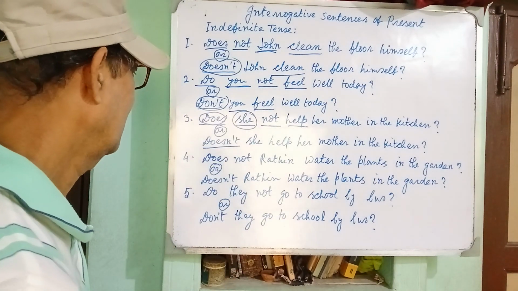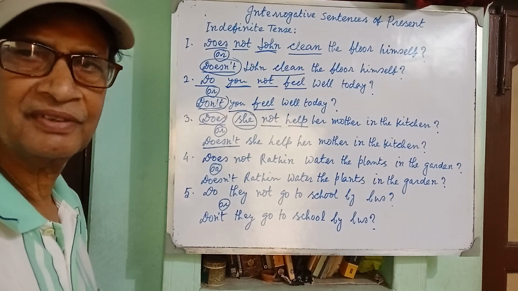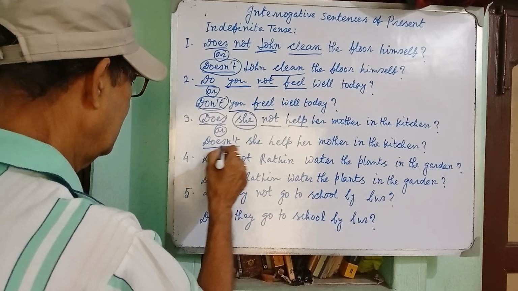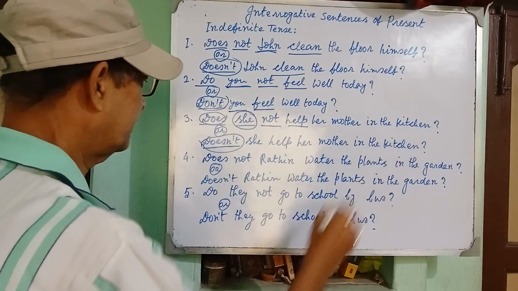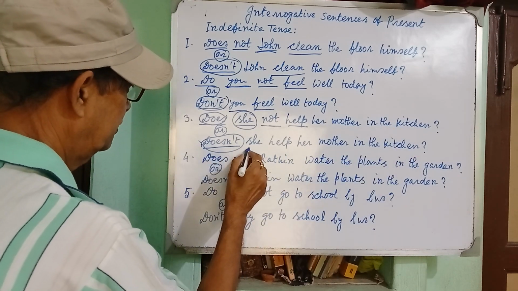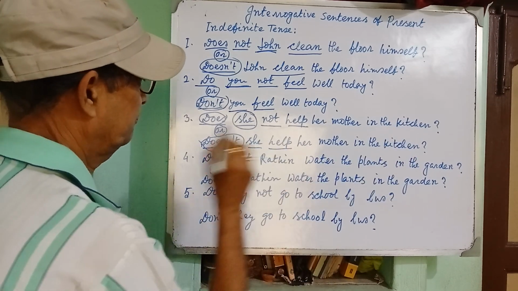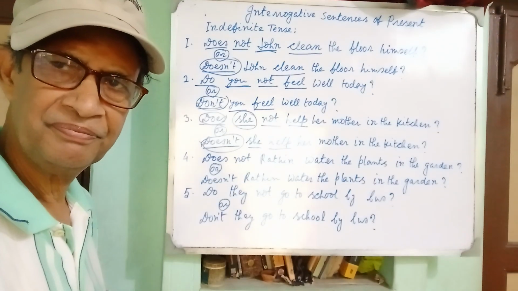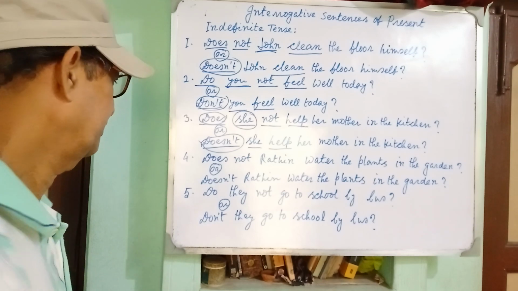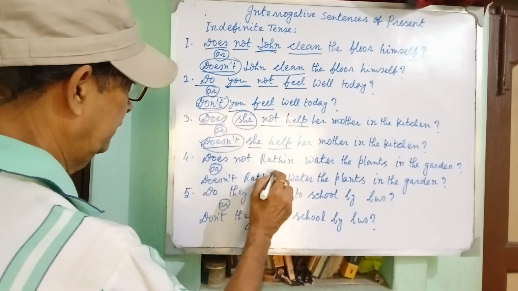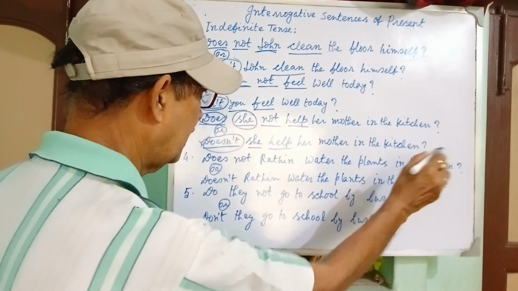Now, come to the point, that is the short form. Doesn't she help her mother in the kitchen? Doesn't. She is the subject, help is the principal verb. There is no problem. Now my fourth item, does not Rothin water the plants in the garden?